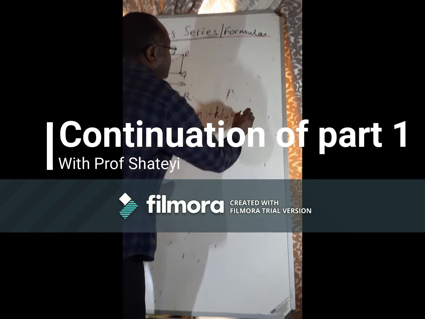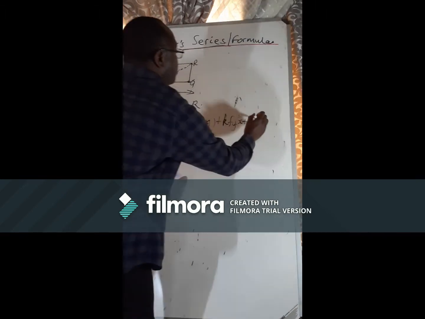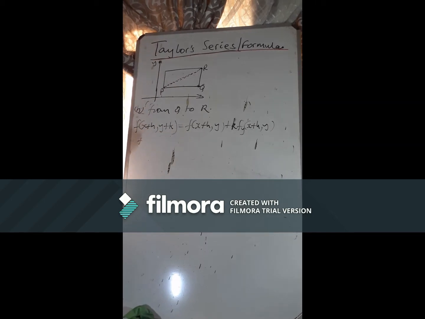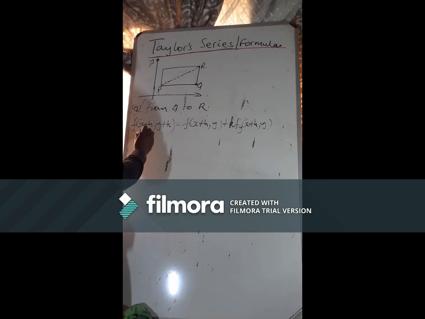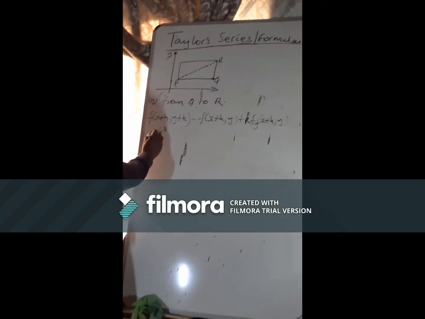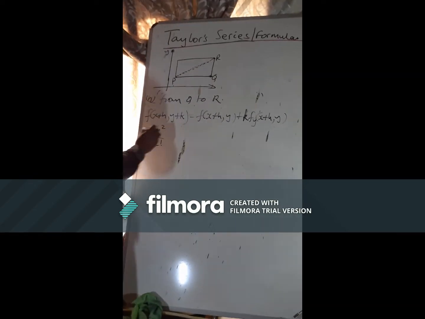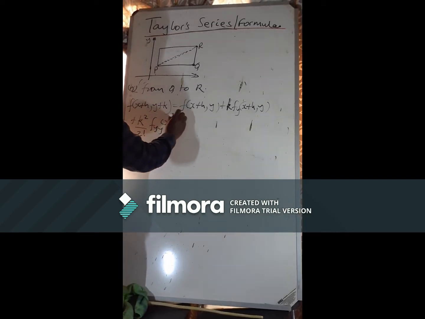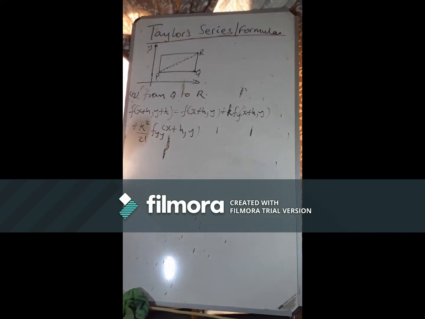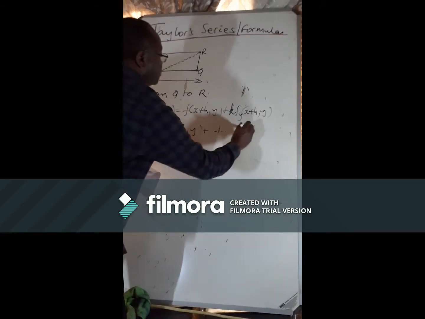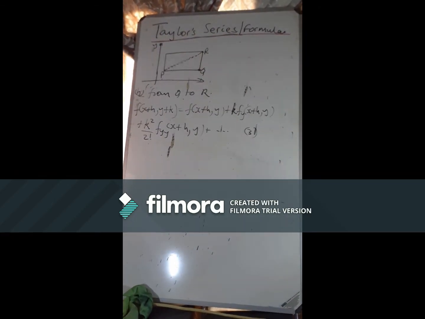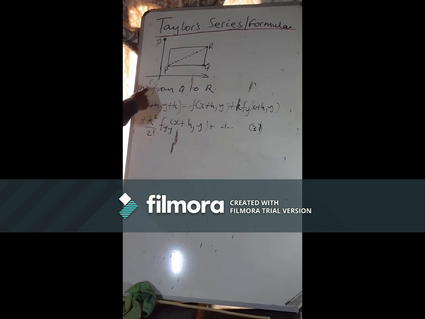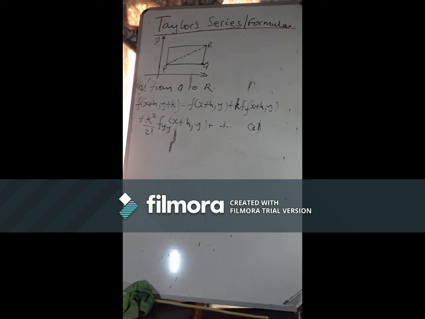f at x plus h, then y plus the second derivative, which is k squared over 2 factorial, then fyy of x plus h, y, then plus dash dash. Let's call this equation 3.